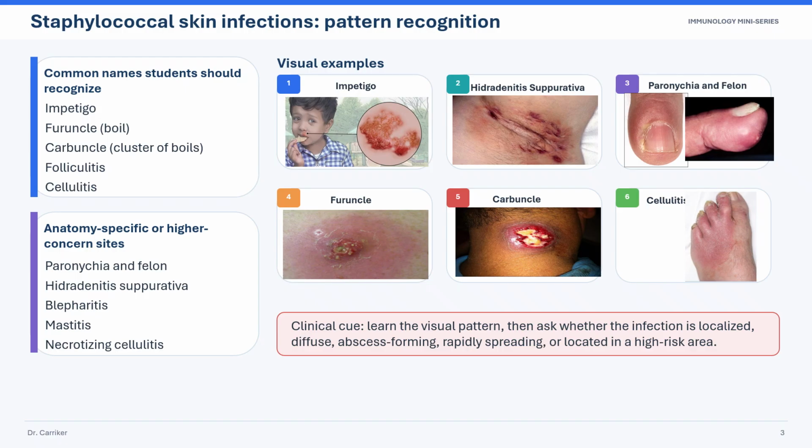So one of the clinical cues, again, is to learn the visual patterns and then ask whether the infection is localized, diffuse, abscess forming, spreading, or located in high-risk areas.